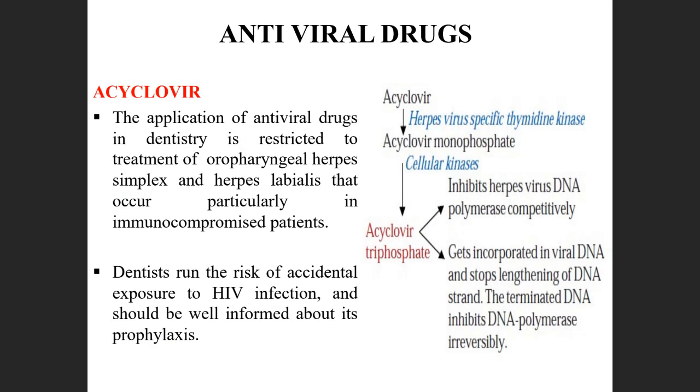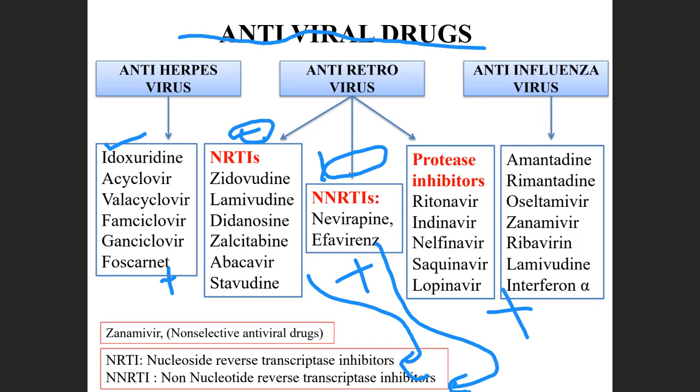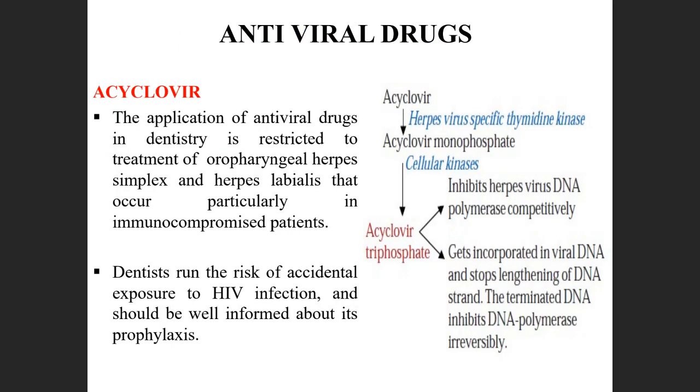The antiviral drug acyclovir is a class of drug for anti-herpes virus conditions. How is it acting? It acts on herpes virus specific infection, and acyclovir triphosphate inhibits the viral DNA polymerase competitively, gets incorporated into the viral DNA, stops the lengthening of the DNA, and terminates it, inhibiting polymerase irreversibly.